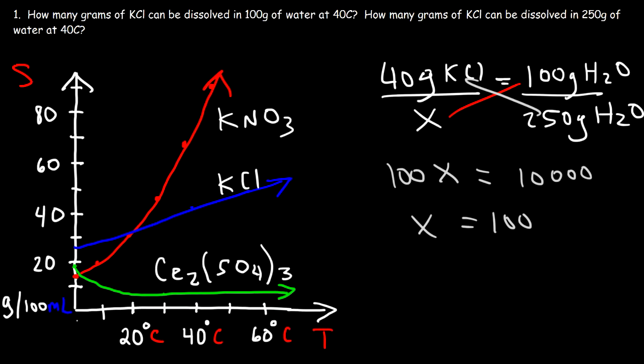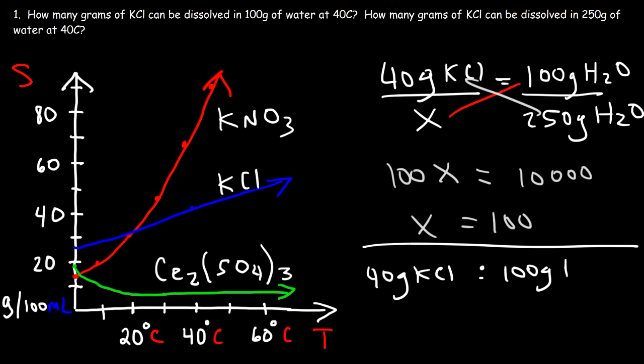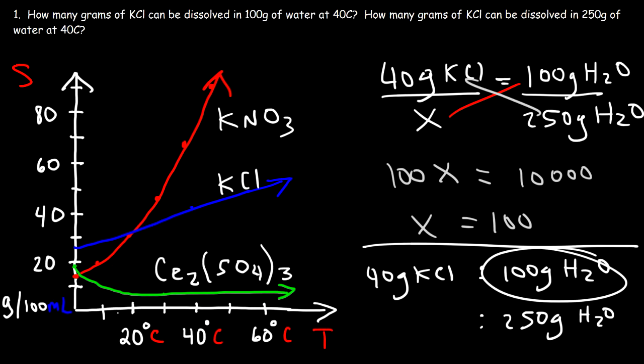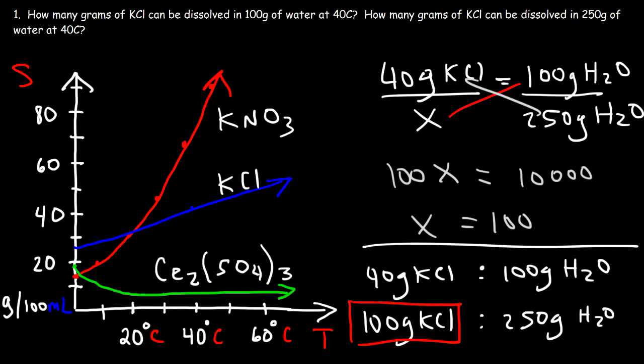So let's make sense of this. So 40 grams of KCl can be dissolved in 100 grams of water. Now, if we increase the quantity of water, we can dissolve more stuff in it. So we're increasing the amount of water by 2.5 times the original value. 100 times 2.5 is 250. So 40 times 2.5 is 100. So we could dissolve 100 grams of KCl in 250 grams of water. So if you increase the volume of water, you can increase the mass of the solute that can be dissolved in water.